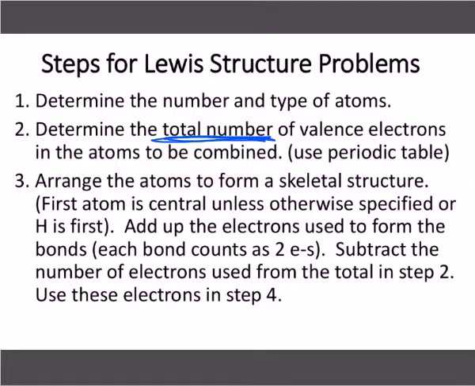We're going to arrange the atoms to form a skeletal structure. The first atom, guys, in the formula is typically the central atom, unless it's otherwise specified. There's one element that you could see as the first one that cannot be central. What is the one element on the periodic table that cannot be the center atom? Why would it be hydrogen? Because it does say it right here. But why? What's the reasoning behind it? Because it's the first.